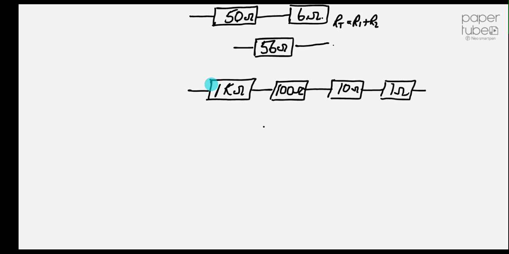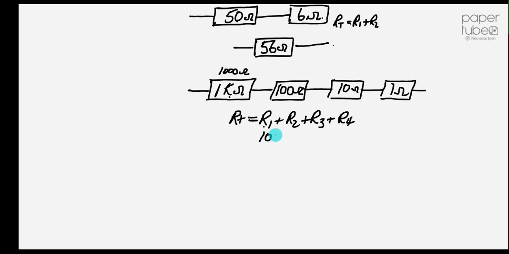Now, see the way I have that 1 kilo ohm? Oh, that was nasty. That's the same as 1,000 ohms. That'll be a nasty trick. So what's the R total here? R1 plus R2 plus R3 plus R4. That's what your R total is equal to.